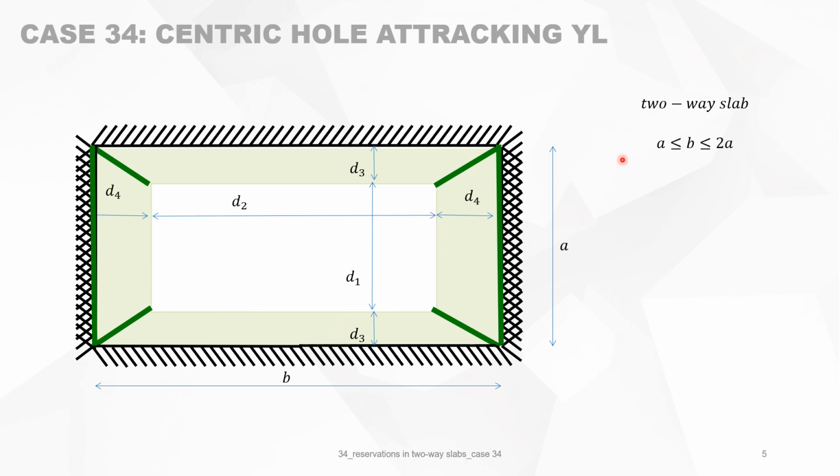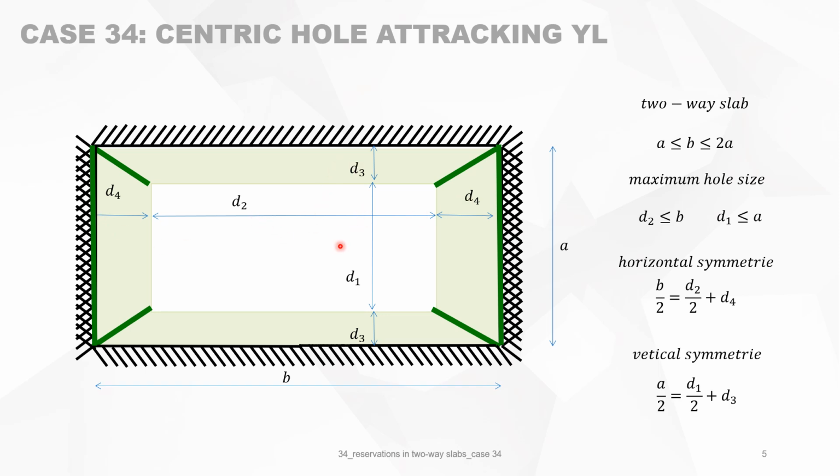What are the conditions? Two-way slab B is between A and 2A. The maximum size of the reservation, of course, is that D2 must be smaller than B and D1 is smaller than A. And the horizontal symmetry means that B is equal to D4 plus D4 plus D2. A is equal to D1 plus D3 plus D3.